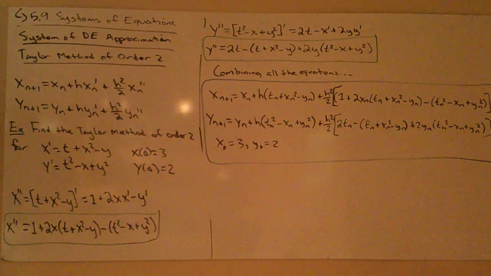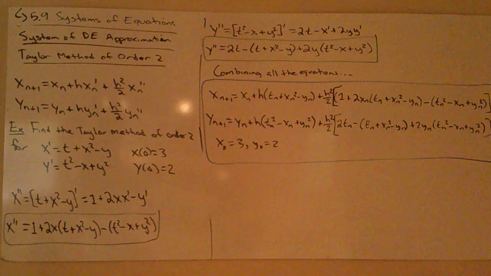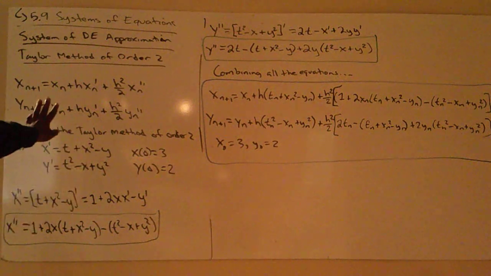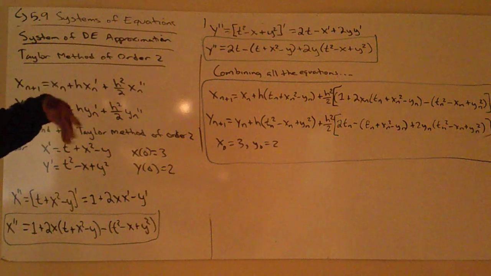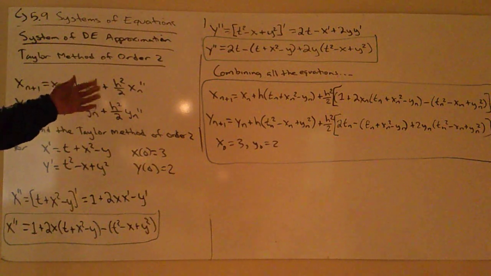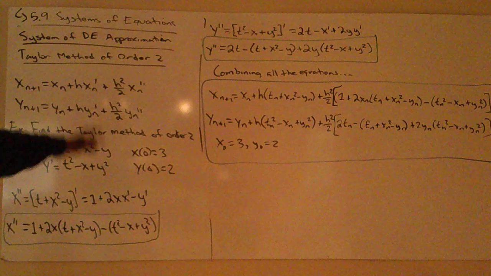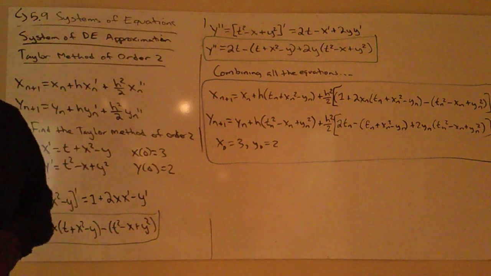And we'll pick up again, one more thing before we go to Runge-Kutta. We're going to talk about how to change an nth order equation to a system of equations and then be able to use this method, either Euler's method or Taylor method of order 2, 3, 4, or 5, to be able to find a solution to an nth order differential equation.